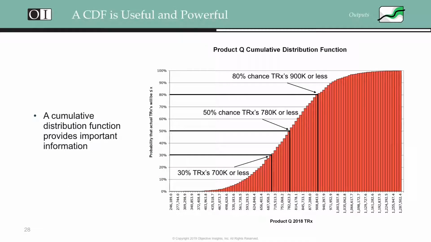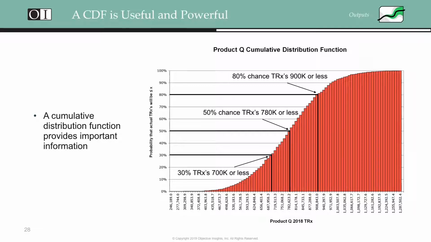So for example, the result for this particular product shows that there's an 80% chance that prescriptions in 2018 for this product will equal 900,000 or less. And there's a 50% chance that prescriptions would equal 780,000 or less. And there's a 30% chance that prescriptions would equal 700,000 or less. And we get that by either starting at the horizontal axis or starting at the vertical axis and just drawing a line over to the curve.